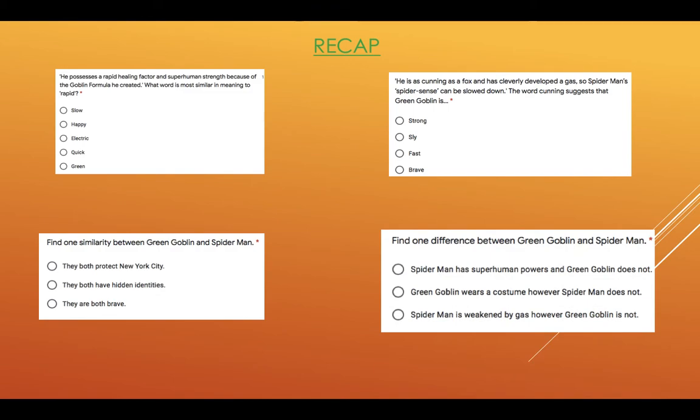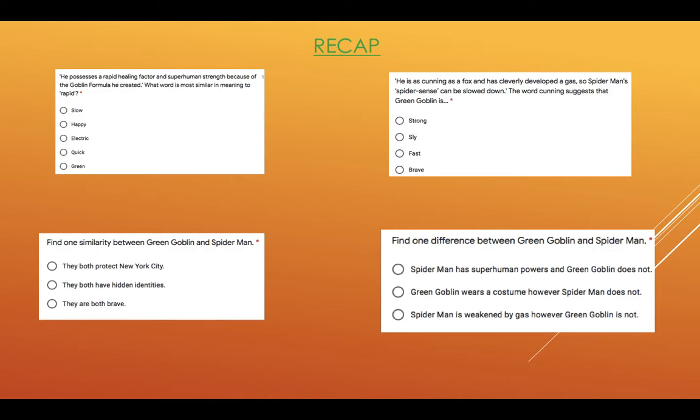Number 4, find one difference between Green Goblin and Spider-Man. 1, Spider-Man has superhuman powers and Green Goblin does not. 2, Green Goblin wears a costume, however, Spider-Man does not. 3, Spider-Man is weakened by gas, however, Green Goblin is not. I'll count to 5. I'm pretty sure everyone's been able to keep up. 1, 2, 3, 4, 5.